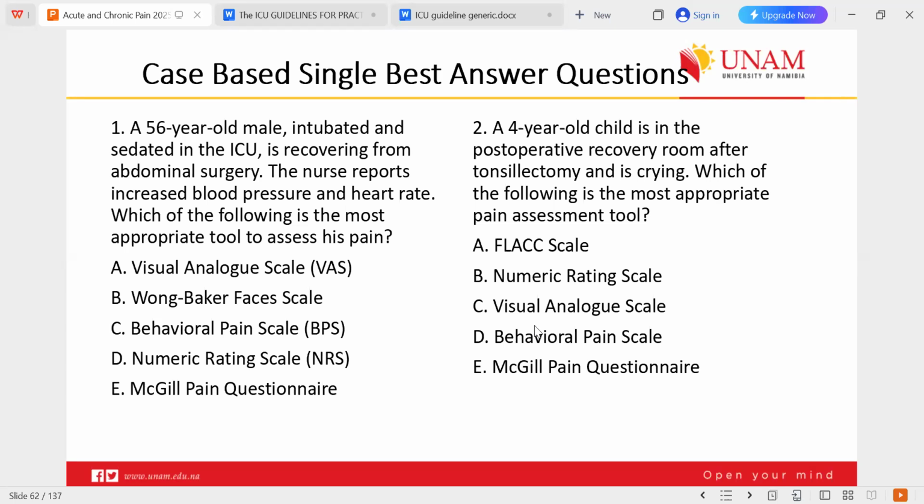All right, second question. A 4-year-old child is in the post-recovery room after tonsillectomy and is crying. Which of the following is the most appropriate pain assessment tool? FLACC scale. FLACC scale, correct.